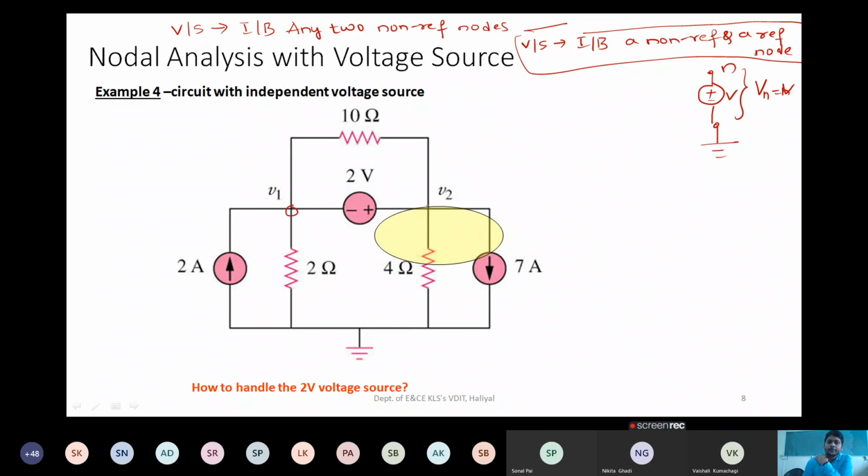So we have V1 and V2, right? If you take V1 and V2, these are the two non-reference nodes, where if I ask you to calculate V1 and V2, it will be difficult. You cannot say that V1 is minus 2 volts or V2 is plus 2 volts or V1 minus V2 is something else. So this kind of condition is normally referred to as a super node, wherein the two non-reference nodes cannot have fixed voltages.